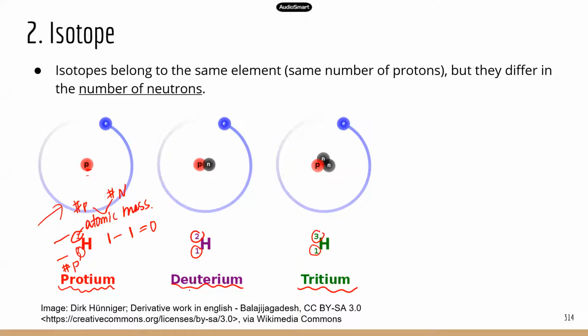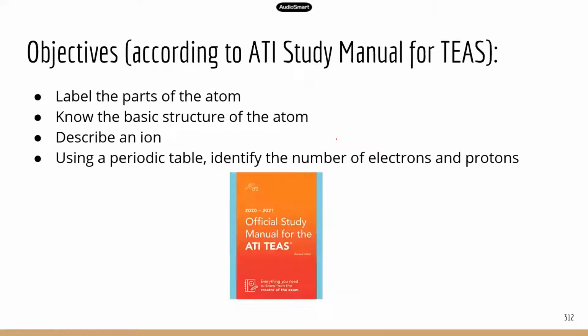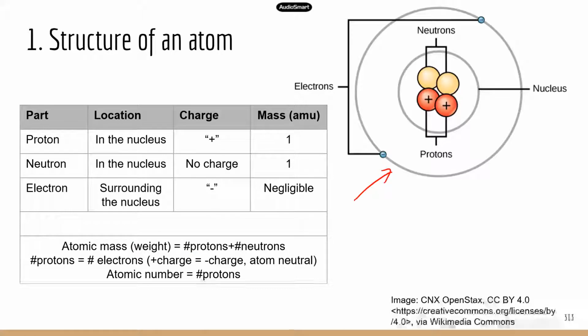For the second isotope, deuterium, this is the atomic mass, right? Number 2, and number 1 indicates the number of protons. So again, the number of neutrons is going to be 2 minus 1, which is 1, right? So you can see in the diagram, there's 1 neutron present in the nucleus. For tritium, the number of neutrons is going to be 3 minus 1, which is 2, and the 2 neutrons are right here.